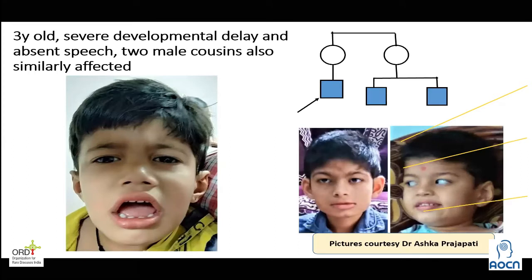Now, coming to the mouth, this was a male child, who had been, this is actually my colleague Dr. Ashka's family that she presented to us recently. This was a child who presented with severe developmental delay, and he had absent speech. This was his appearance. And in the family history, there were 2 other male cousins who were also affected. And if you look at the abbreviated pedigree, these male affected individuals were linked through female relatives that were otherwise unaffected.